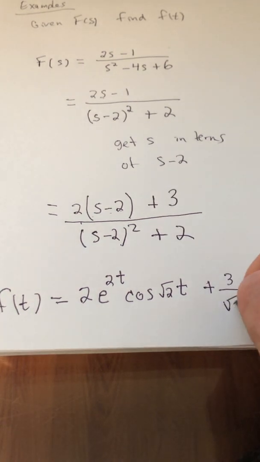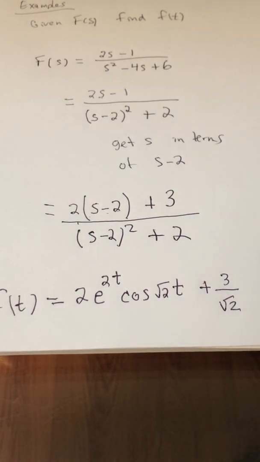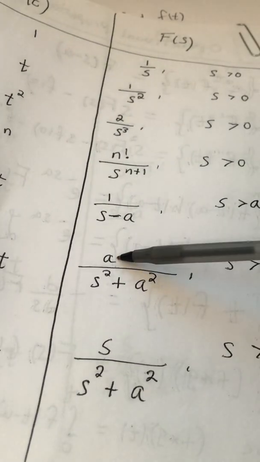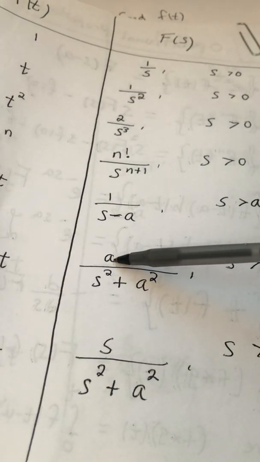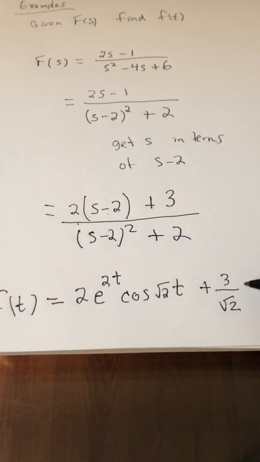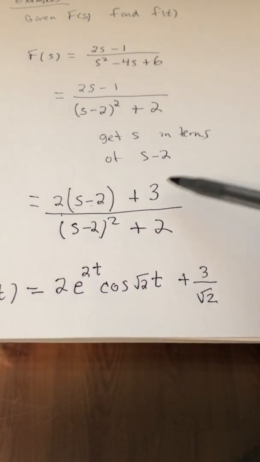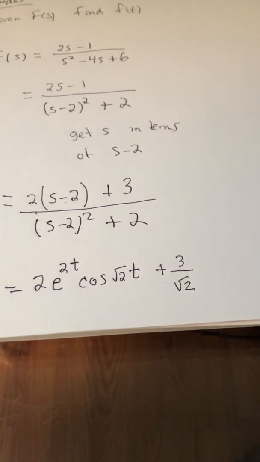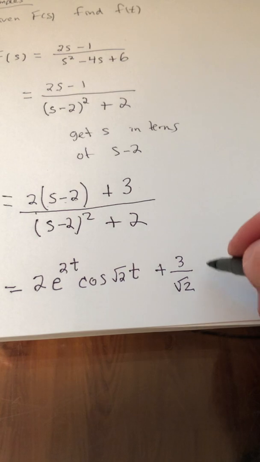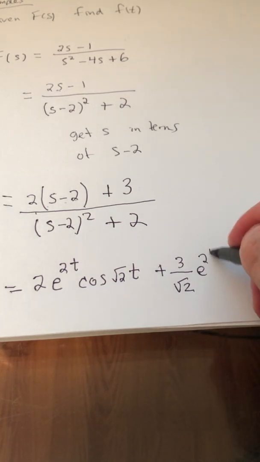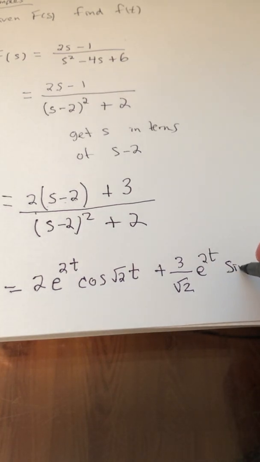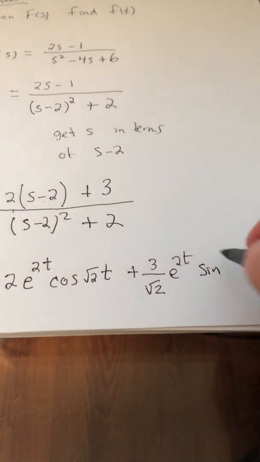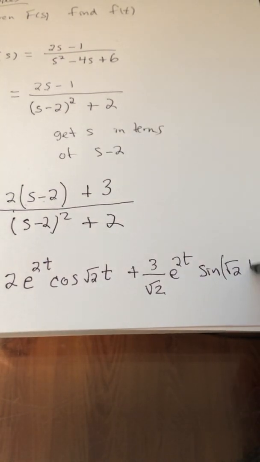3 over the square root of 2. Notice that we would expect an a to be here. a is the square root of 2, but we don't, so we divide by the square root of 2. Of course, we have the constant of 3. We're using the linearity property of the inverse Laplace transform, so we have 3 over the square root of 2 times e to the 2t times sine of the square root of 2 times t.